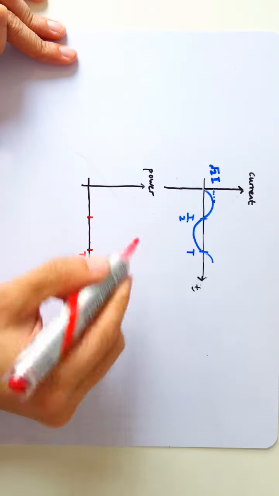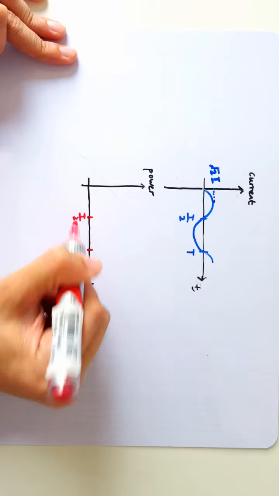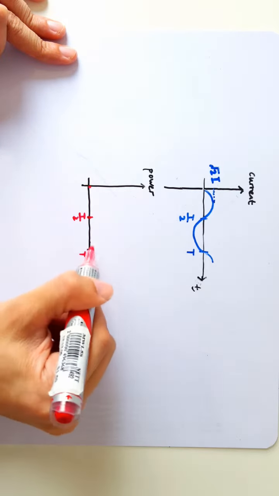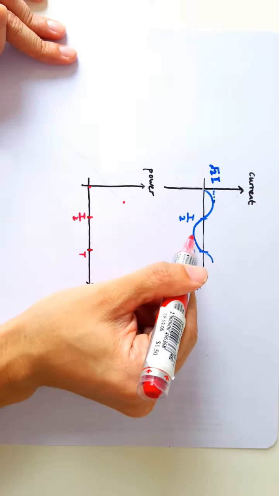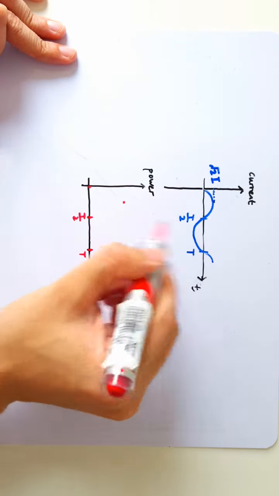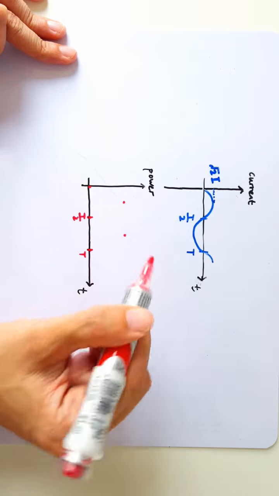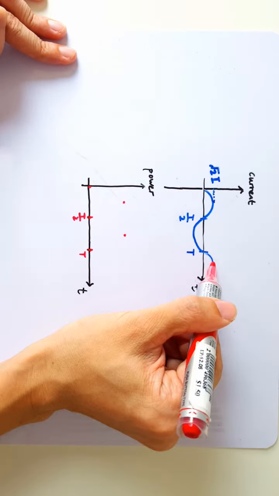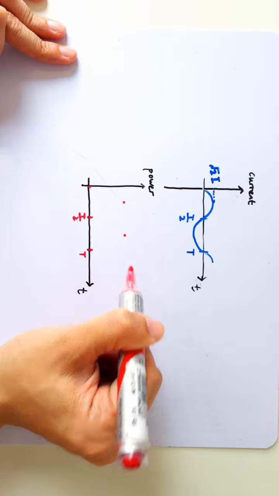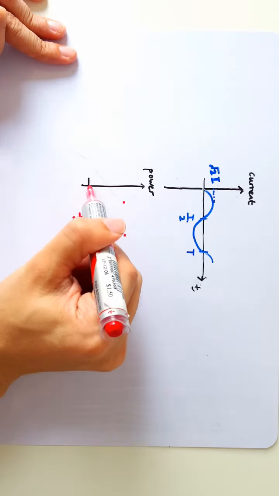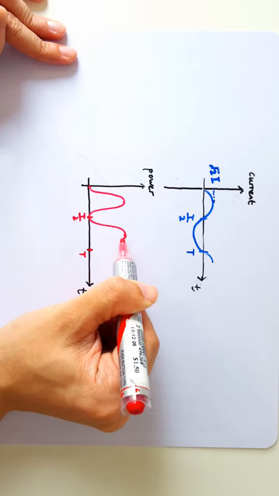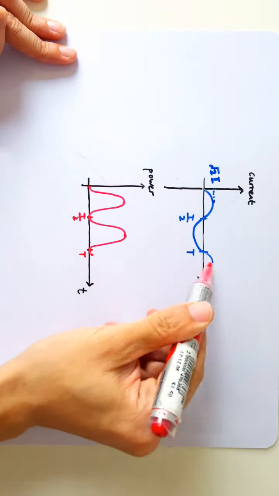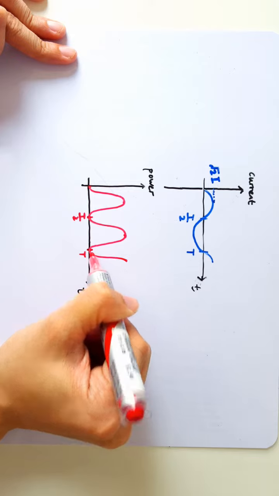So this is at T, and this is where T over 2 is, and they are all zeros, here, here, and here. Here we're going to have a peak current. Here, where the current is negative maximum, you are going to have another peak power. And likewise here, there's another peak. So the power variation is going to look like this. This point here will be another max.